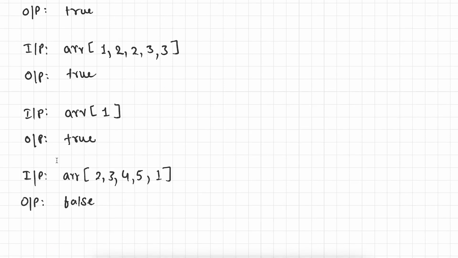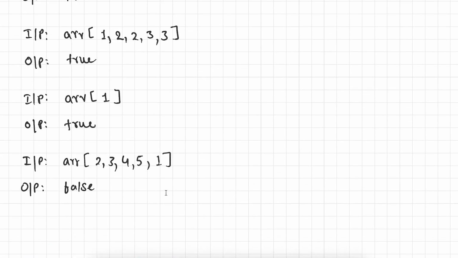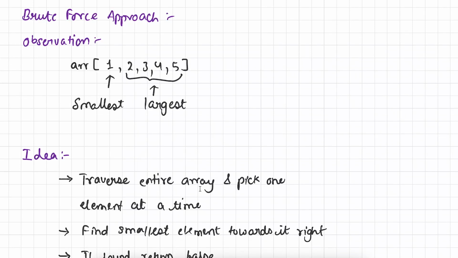In the next example, we have an array like 2, 3, 4, 5, 1, and you can see that all these elements are sorted in ascending order except the one element. So it means this array is not sorted in ascending order. So the output of this input is false. So I hope now you understand this problem really well. So let's pause this video and think about a solution to solve this problem. Okay, by now I hope you would have written at least a basic program to solve this problem.